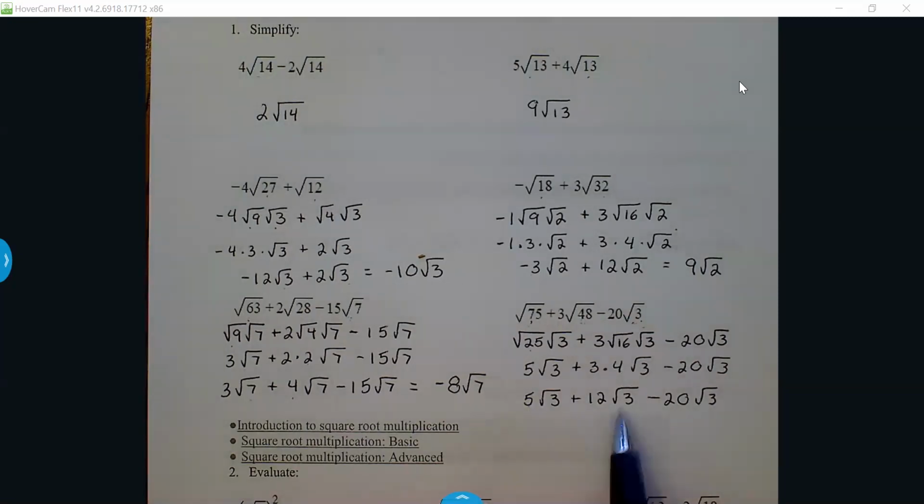So now they all have the square root of 3. So I do 5 plus 12, it's 17. 17 minus 20, we're looking at negative 3 times the square root of 3. Okay, and that's how we add and subtract terms with square roots in them.